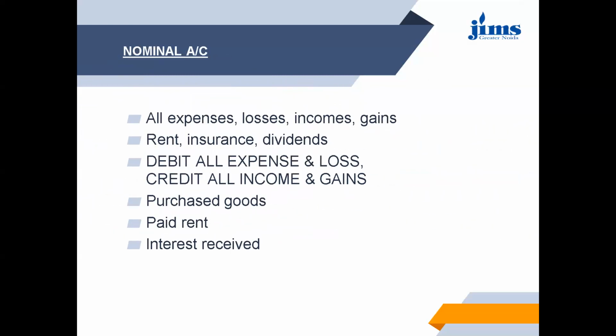Then third one is the nominal account. Nominal account includes all the expenses, losses, incomes, as well as gains. So any rent paid or rent received, insurance paid, dividend paid, received. So any kind of income or expense would be included in the nominal account. So the rule is debit all expenses and losses and credit all incomes and gains.